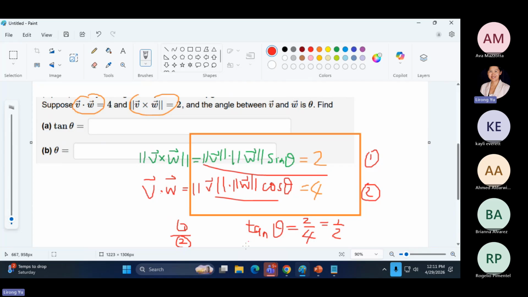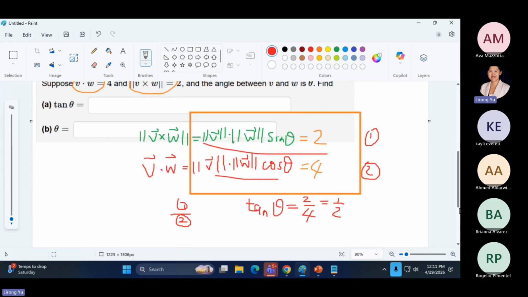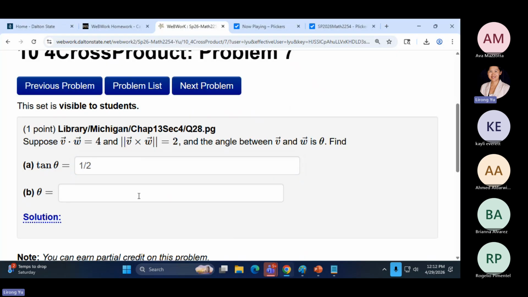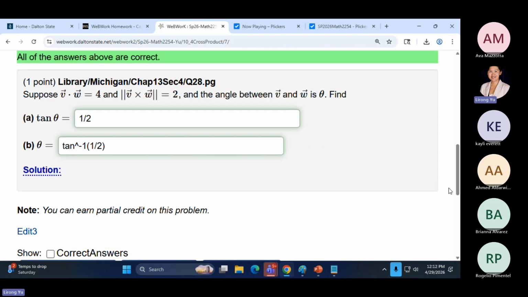All right, so now that we have tangent theta, how do we find theta? Arctan, right. So what we're going to do is just take tangent inverse of 1/2. That's the angle. So when we have the tangent value and want to find the angle, we just use tangent inverse. There are many angles that have the same tangent, but at least tangent inverse gives us one. If you want to find the rest of them, you add pi. But we're just finding the angle.